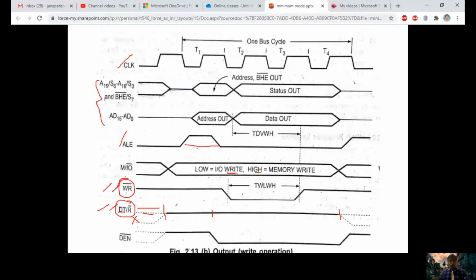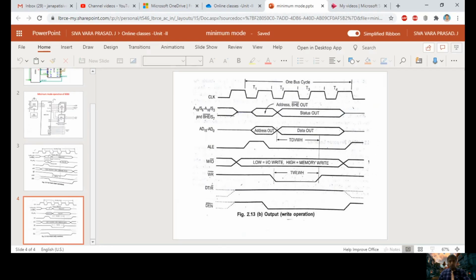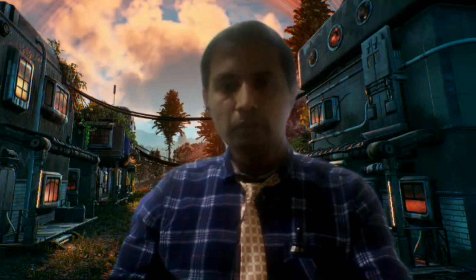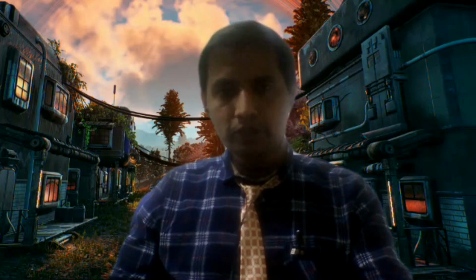See, like that we can analyze the timing diagram for the operation of 8086 in both IO read and IO write. Similarly, memory read and memory write operations. Okay.